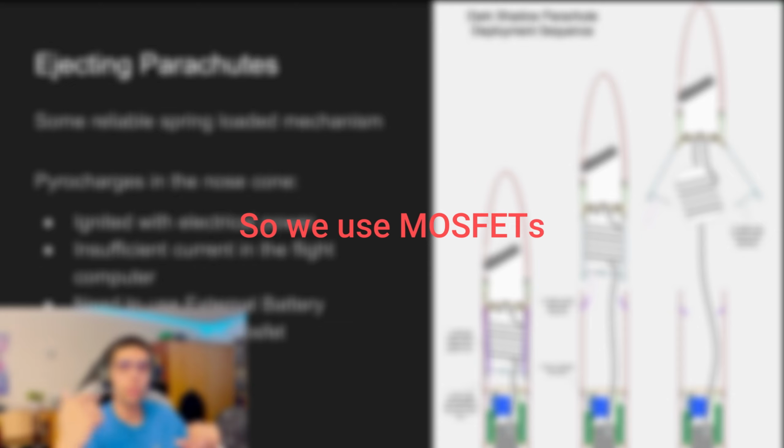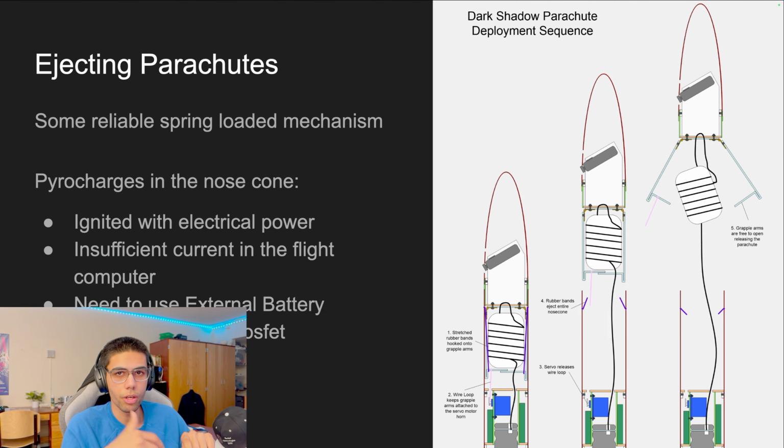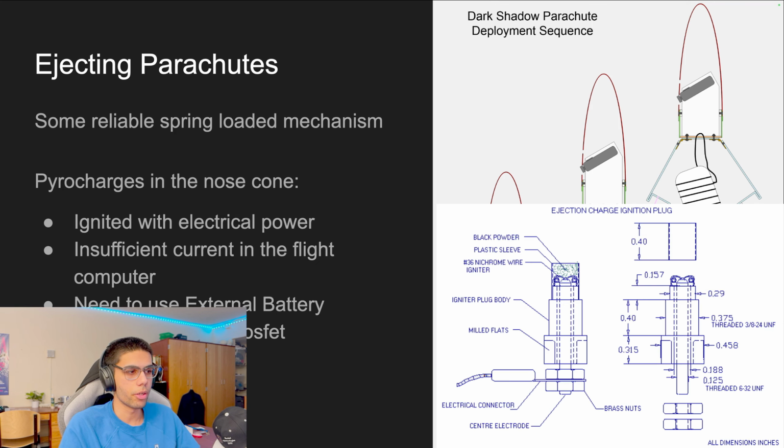And that MOSFET could be controlled by our microcontroller or our flight computer. So indirectly, we control the amount of current going into our pyro charges. And as you can see, this is how the ignition charge plug looks.